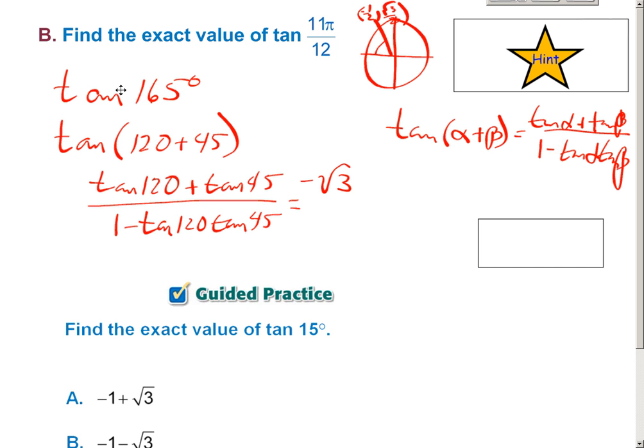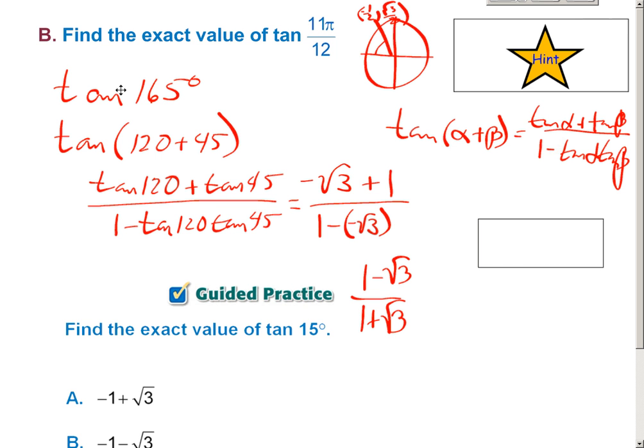For tangent 45, well, that's nice. We have a plus 1 over 1 minus negative radical 3 times 1, which is just going to be negative radical 3. So a little bit of simplifying to do there. Let's rewrite it as 1 minus radical 3 over 1 plus radical 3.